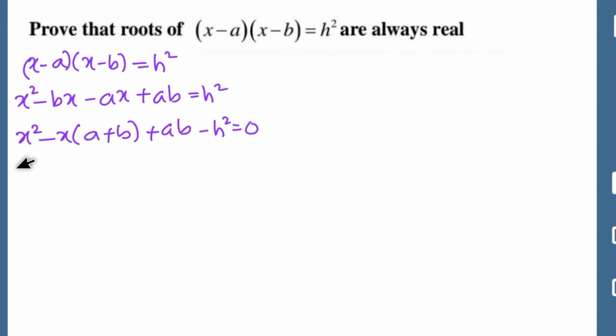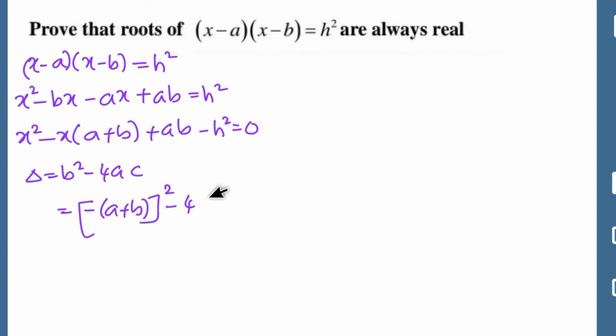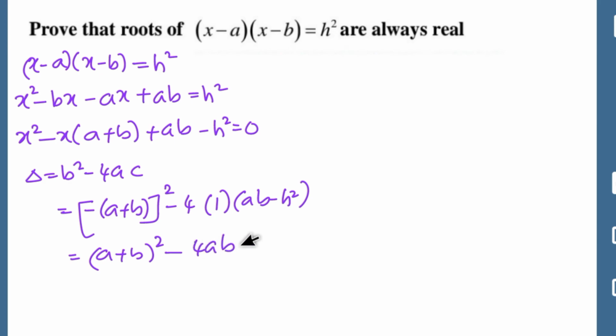Roots are always real. So first of all find the discriminant. So what is discriminant value? Discriminant value delta equals to b square minus 4ac. What is b square? Minus of a plus b whole square, minus 4 into a value 1, c value ab minus h square. So a plus b whole square minus 4ab, minus into minus plus 4h square.